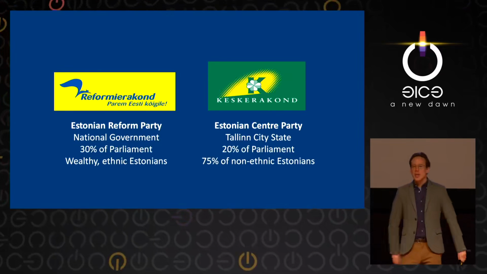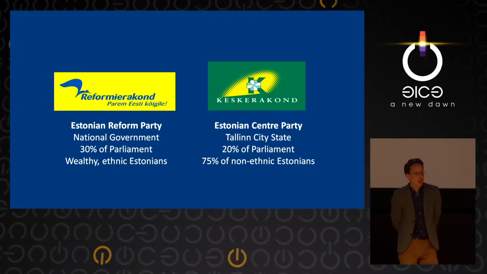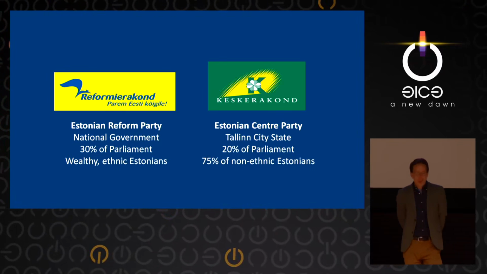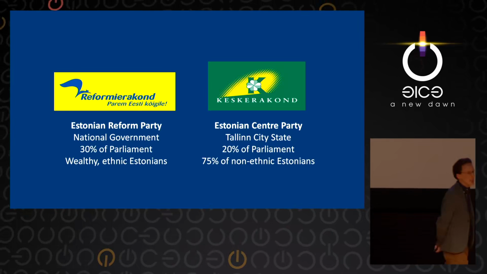So understanding the reaction requires understanding just two things about Estonian politics. One, that there are these two major parties, the Estonian Reform Party and the Estonian Center Party. The Reform Party, which is currently running the national government, loves the e-voting system. It's their puppy dog. It's one of their sources of national pride. They want to market it to the rest of Europe and show how outstanding and modern Estonia is.